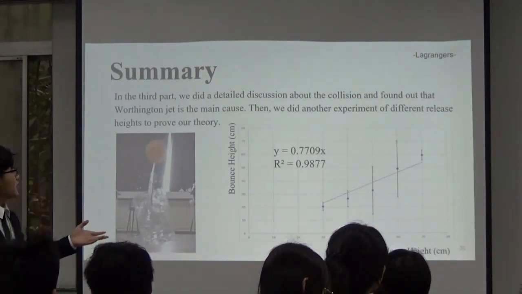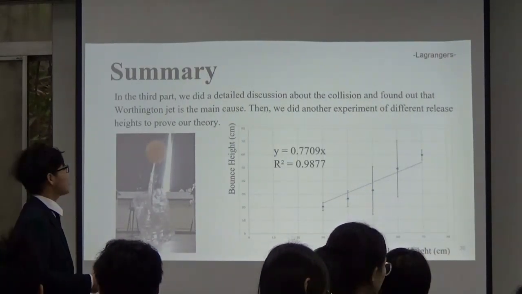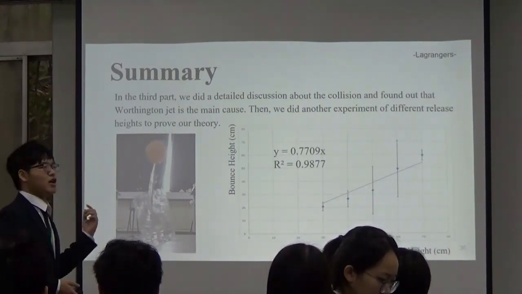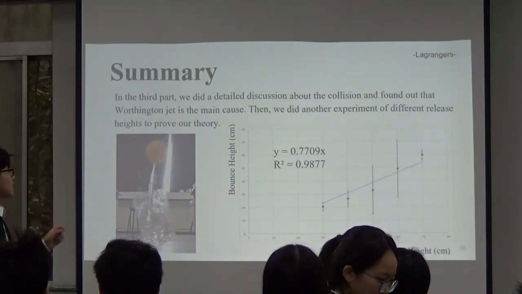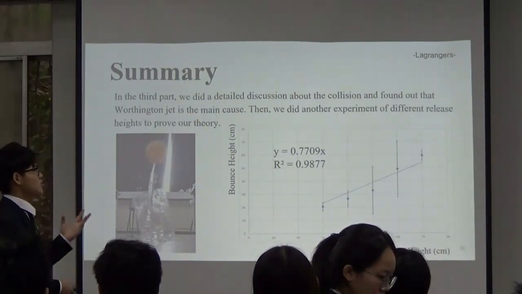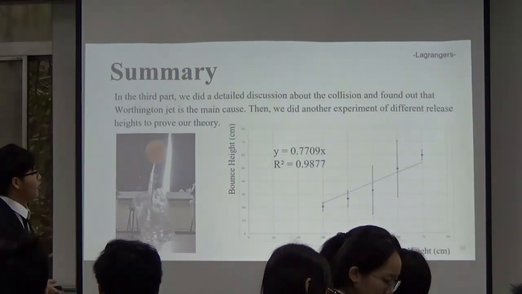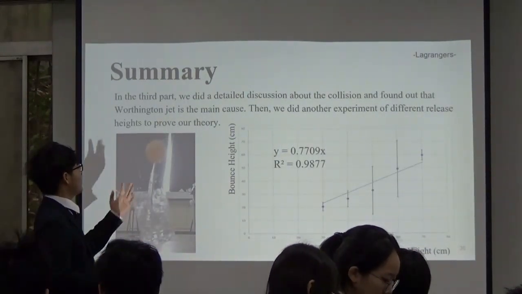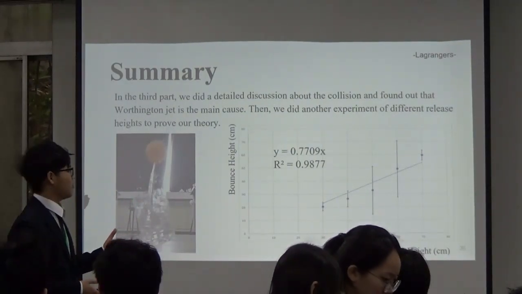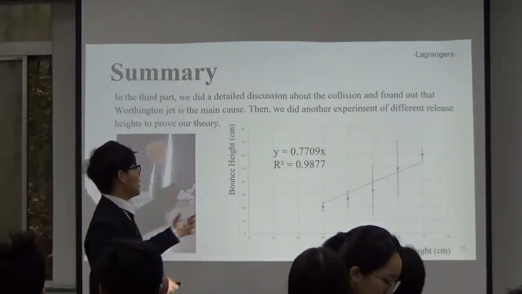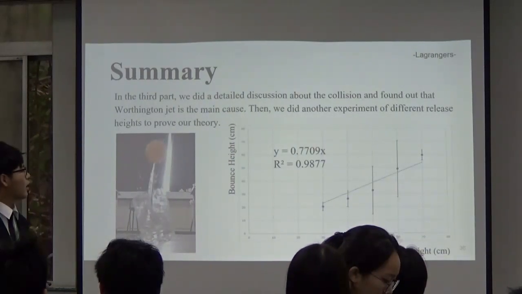And for the third part, we did a detailed discussion about the collision and found out that the Worthington jet is in fact the main cause of this experiment. However, the Worthington jet is caused by collision, meaning that the convergence will be correct as well. Then, we did another experiment of different release types to prove our theory. We can calculate the coefficient of restitution of water.